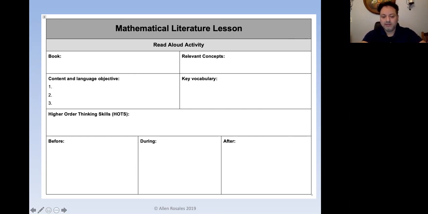During the read aloud, what are you doing? How are you engaging the children? What are you focused on? What strategies are you using during the book, right? Are you stopping to explain or define a key word? Are you asking questions about the character, about the illustrations, the math in something, right? What are you doing during the read aloud?